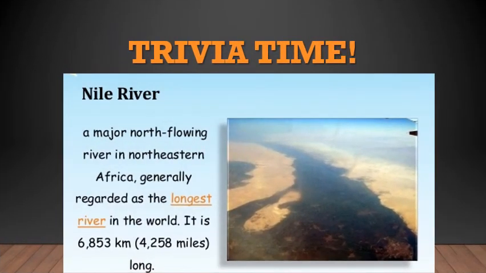Oh, this river? Very good. It's the Nile River. It is a major north-flowing river in northeastern Africa. Generally regarded as the longest river in the world, it is 6,853 kilometers long.